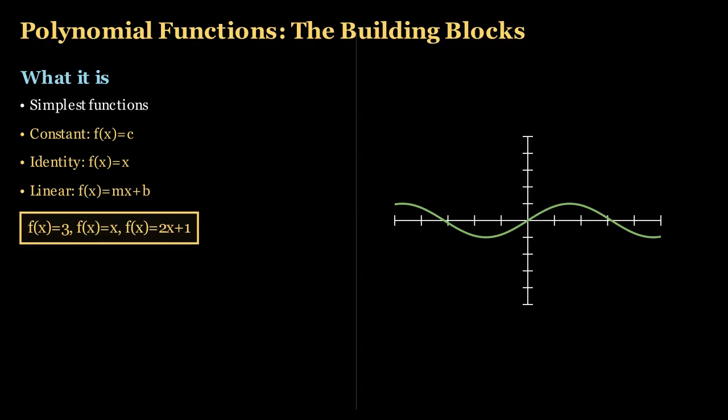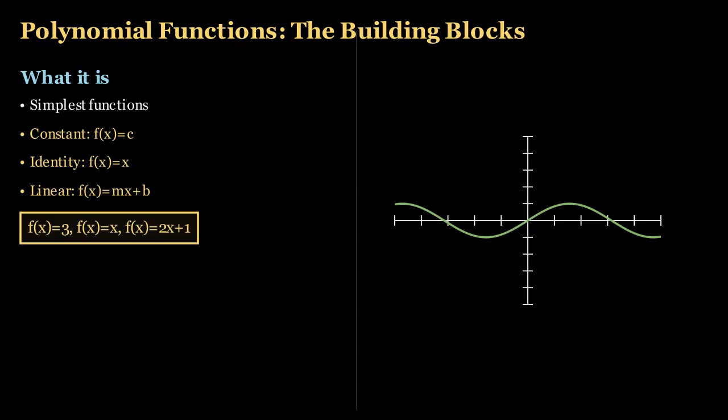It's the do-nothing machine. A linear function is a slight twist on the identity, it multiplies the input by a number m and then adds another number b. So it scales and shifts the input. These three are the very first building blocks of a huge family called polynomials.